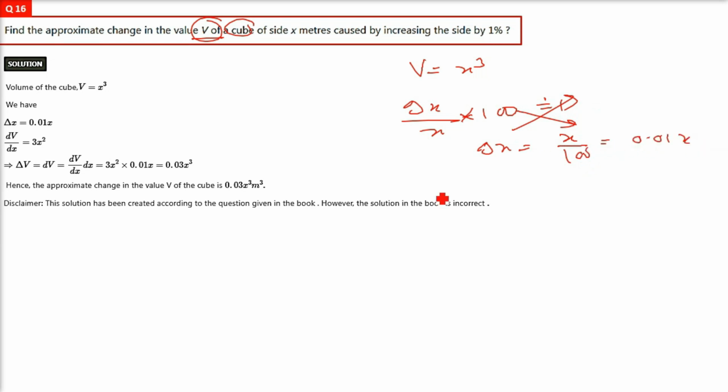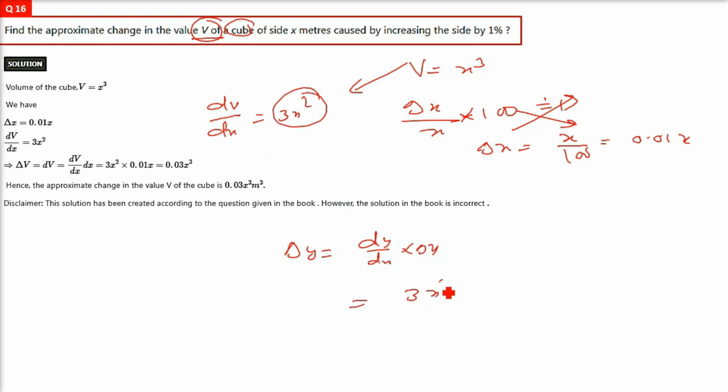Now let us differentiate this volume. When you differentiate, dv by dx is going to be 3x squared. So delta y is equal to dy by dx into delta x. dy by dx is 3x squared, and this delta x is 0.01x. So you'll get 0.03x cube. And what is the dimension? Meters in meters, so just call it meter cube.